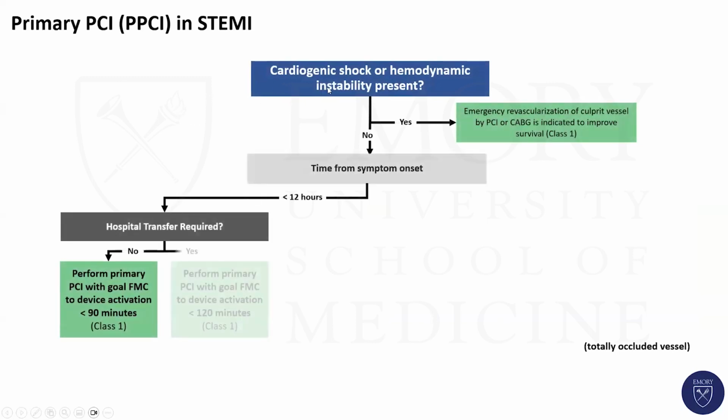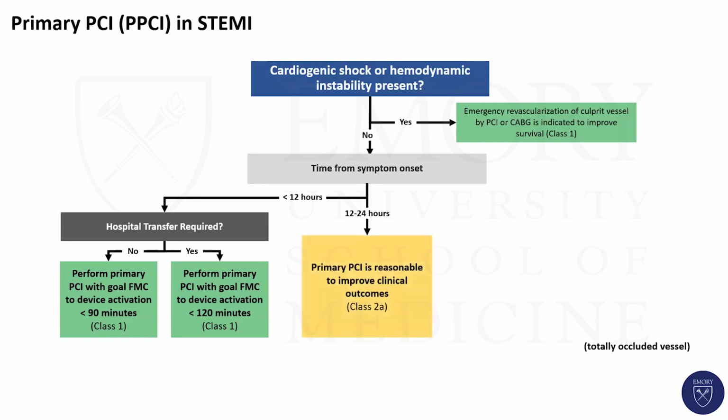What about primary PCI in STEMI? So does the patient have cardiogenic shock and hemodynamic instability? And if the answer is yes, emergency revascularization of the culprit vessel by PCI or CABG is indicated to improve survival. That's a class 1. If the patient is not in shock and presents in less than 12 hours, if hospital transfer is not required, perform primary PCI with a goal of first contact to device activation of less than 90 minutes, that's a class 1. If hospital transfer is required, perform primary PCI with a goal of first contact to device activation of less than 120 minutes, that's a class 1.